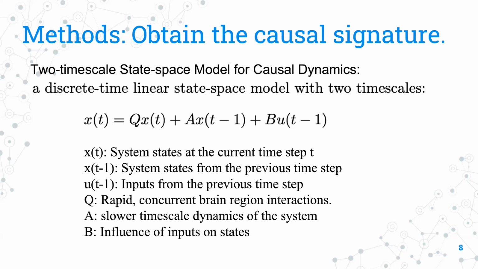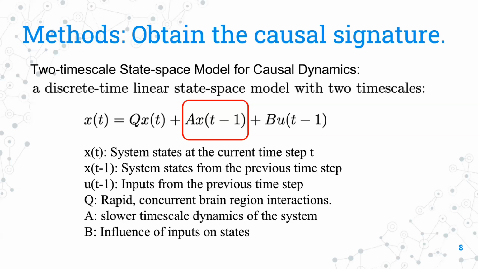The model formula is x of t equals Q times x of t plus A times x of t minus 1 plus B times u of t minus 1. X of t represents the system state at the current time t. Matrix Q represents the rapid dynamics, showing how the system states interact concurrently within the same time step. Next, we have x of t minus 1, which is the system state from the previous time step.